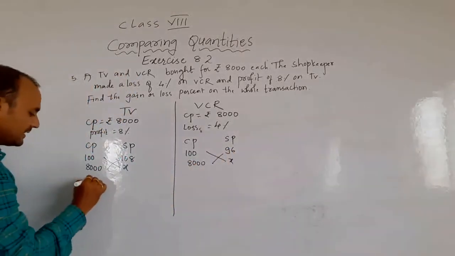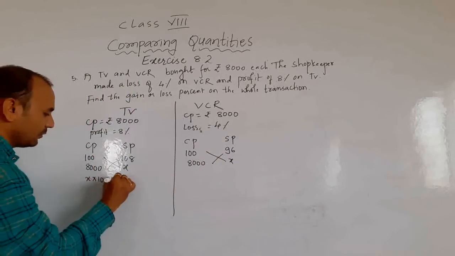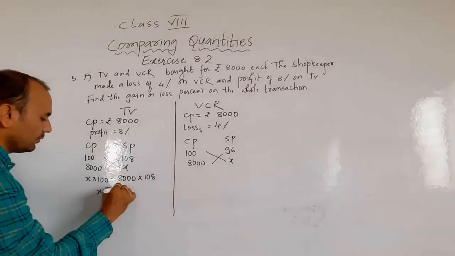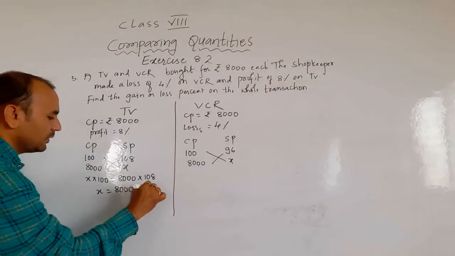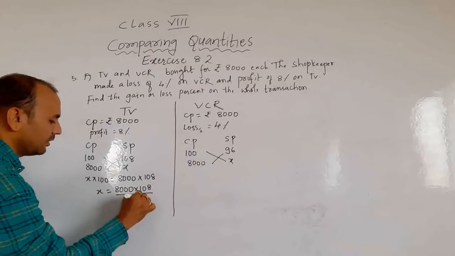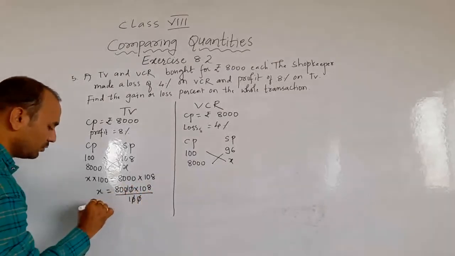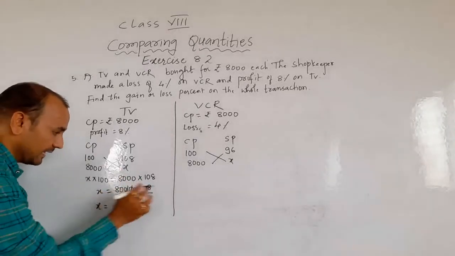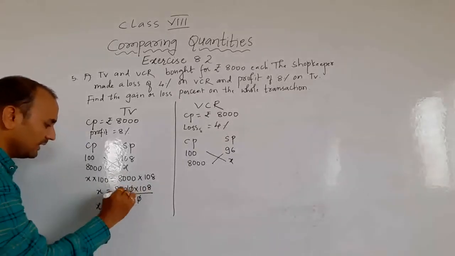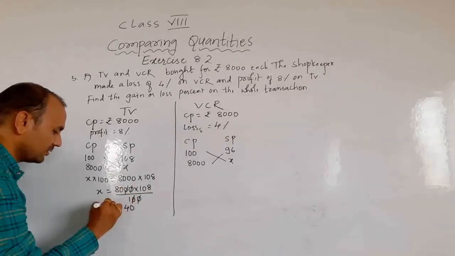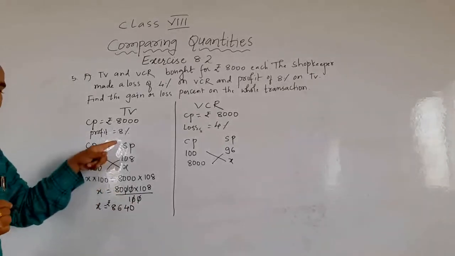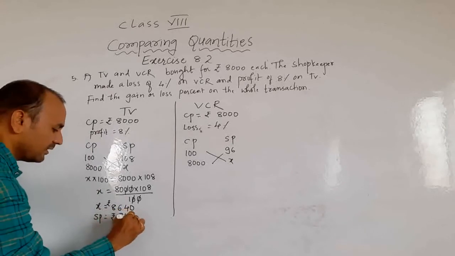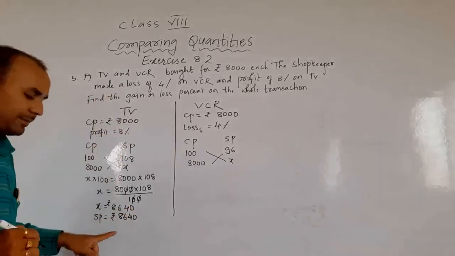Now x into 100 is equal to 8,000 into 108. So x is equal to 8,000 into 108 divided by 100. So 10 10 cancel, 20 20 cancel. This x is equal to 80 into 108: 8 8s are 64, then 8 1s are 8, this 0 as it is. So here x means we have considered selling price, therefore SP is equal to rupees 8,640. It means the selling price of the TV will become this much.